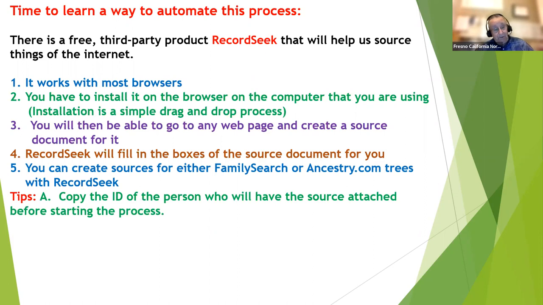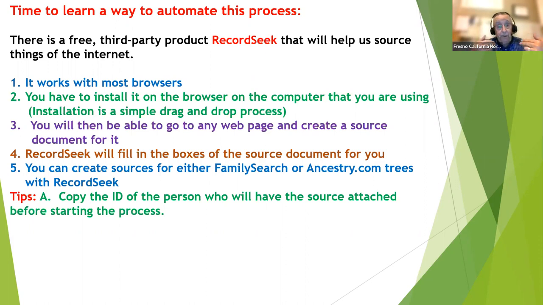So a couple of tips. As you're using it, the first thing you're going to want to do is copy the ID of the person that you're going to be attaching the source to before you get started. Because sooner or later, you're going to have to provide that ID. So do it right away. And don't worry that you're copying it, because you're not going to erase that copy, because there's nothing else you're going to want to copy. So copy the ID and you're ready to roll.